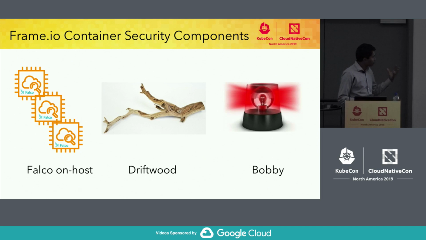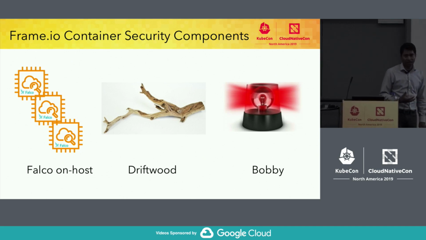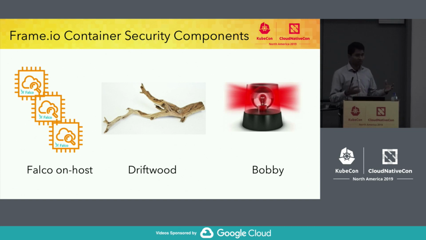So let's look into the security components that we built for Falco. There are 3 main components. One we call Falco on host, basically the way Falco runs, but we changed it a little bit. Then we developed a system called Driftwood, an analytic system that consumes the data generated by Falco and processes it. And then we developed an alerting engine called Bobby.